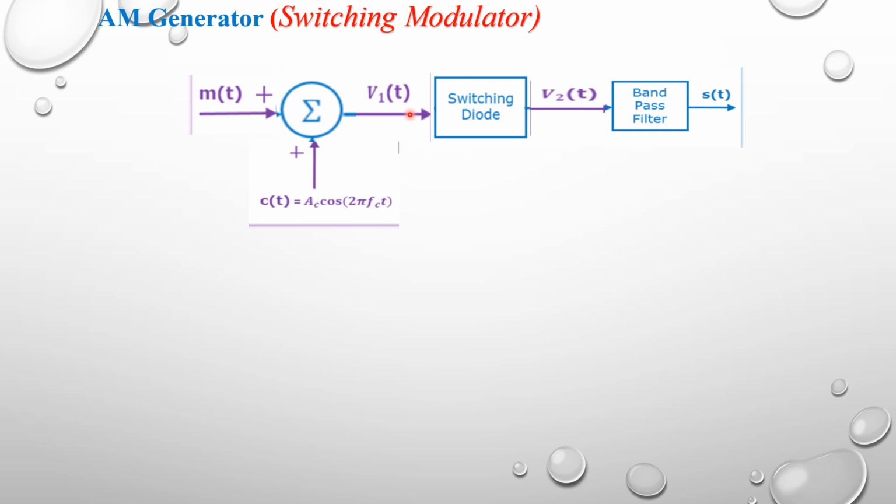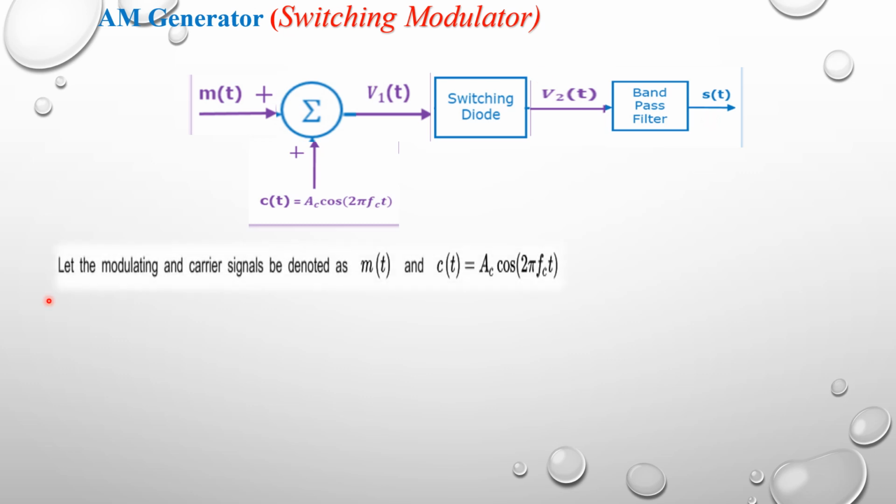So here we have to find the mathematical representation for V1 of t, which is the summer circuit output. Then we have to find V2 of t, which is the switching diode output, and then S of t, which is the band pass filter output. Let the message and carrier signals be denoted as m of t and c of t equal to Ac cos 2 pi Fc t.